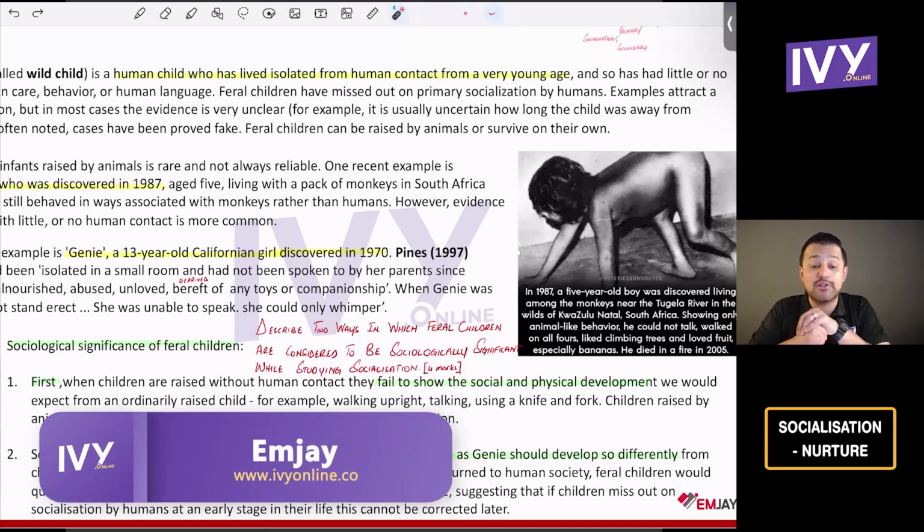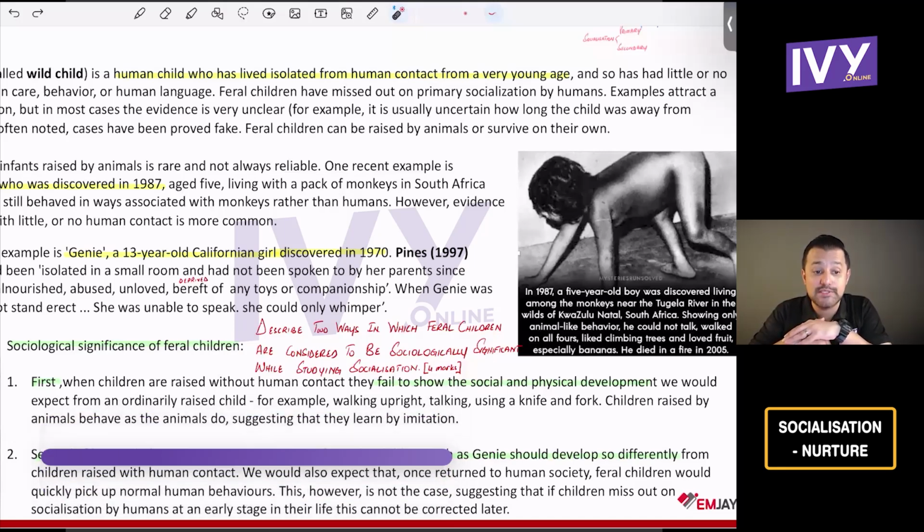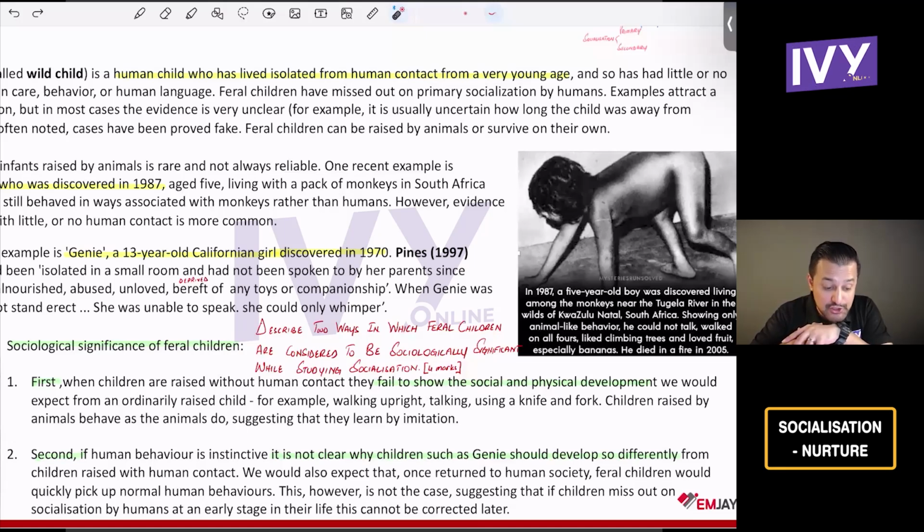This, however, is not the case, suggesting that if children miss out on socialization by humans at an early age in their life, this cannot be corrected later. Like I had mentioned, there are certain rehabilitation challenges that we experience when it comes to rehabilitating these feral children.